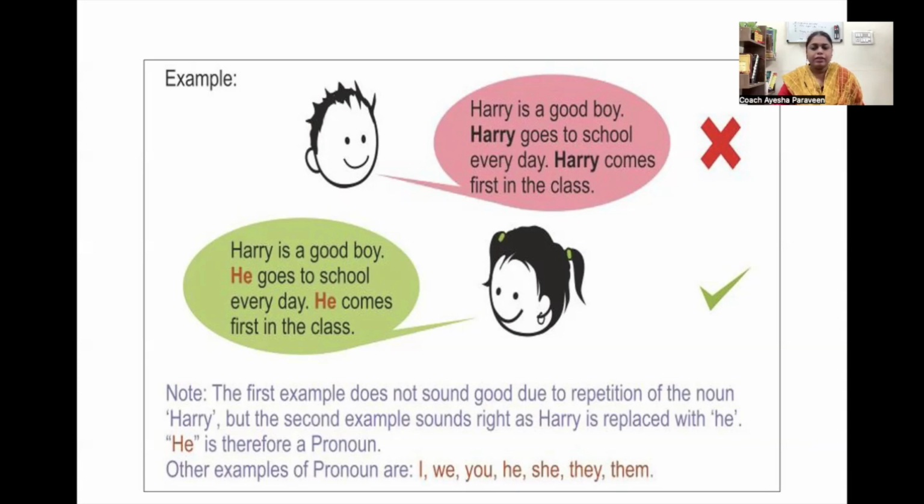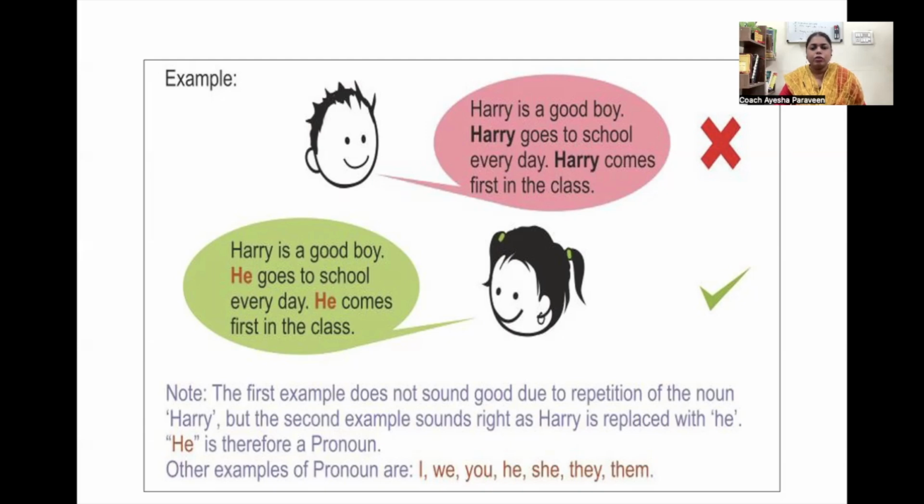Okay, when we replace Harry, sorry, replace the noun with a pronoun, we feel good to hear: Harry is a good boy. He goes to school every day. He comes first in the class. He lives in a small village. So now you see how nice it sounds. Note the first example does not sound good due to the repetition of the noun Harry. But the second example sounds right as Harry is replaced with he. He is therefore a pronoun.